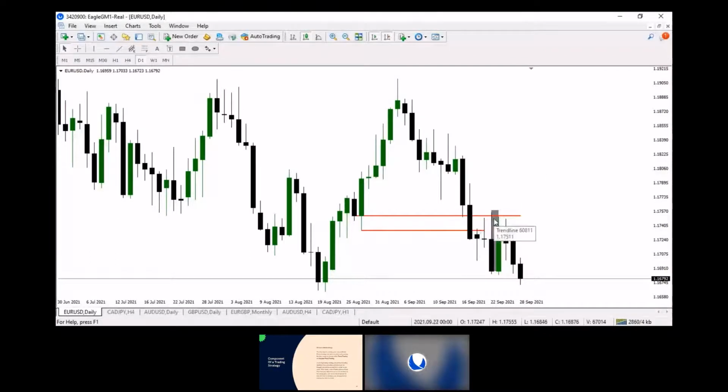And the funny thing was, I caught the sell and I caught the buy also. I'll show you proofs also. Okay, now let's go to the 4-hour time frame.